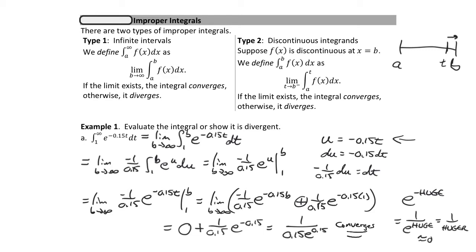Remember that one application of integrals is that they measure area bounded by the curve and the x-axis. So, a rather imprecise drawing here, but this exponential function looks something like this overall. If I start at x equals 1, or t equals 1, what I'm trying to do is measure the area bounded by the curve and the x-axis. And so what this is saying is that the area is finite. Not only is it finite, it's 1 over 0.15 times e to the 0.15. So not a very big number overall.